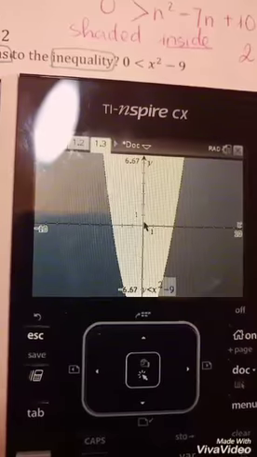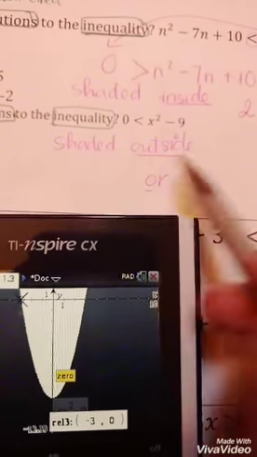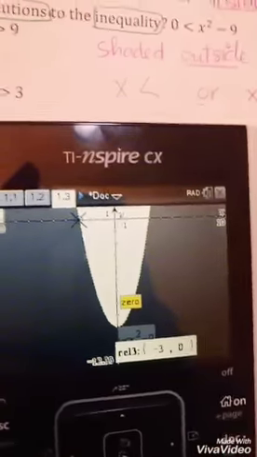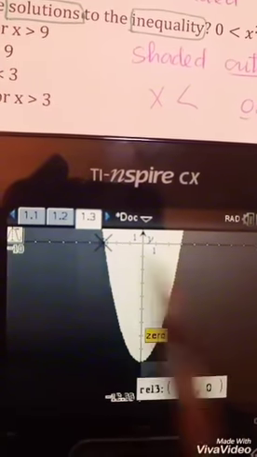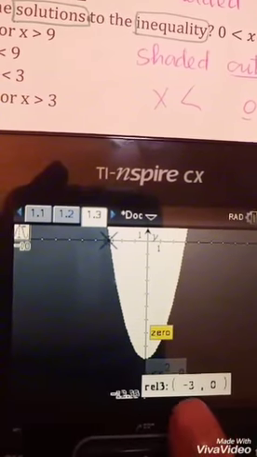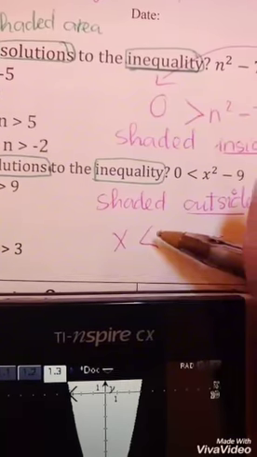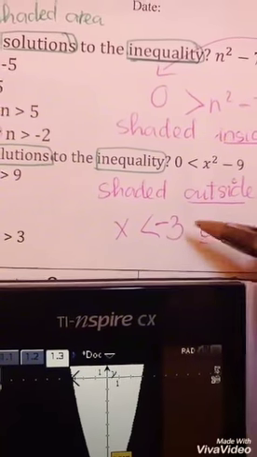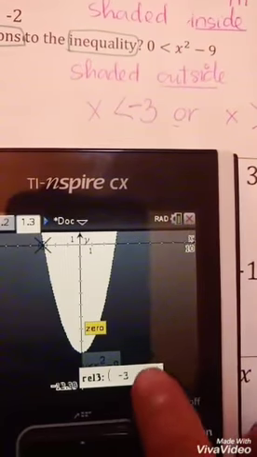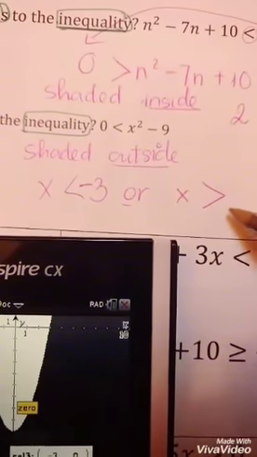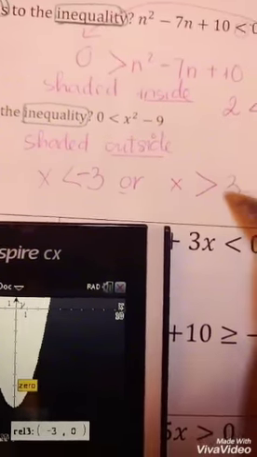This one, all the shaded area is outside the parabola. So we're going to write shaded outside. Shaded outside means our answer is going to have or. So x is going to be less than a number, or x is going to be greater than a number. Let's find those two numbers. Based on the graph, press magnify 1. I find the first zero on the left is negative 3, 0. So I'm taking the x value: x is less than negative 3, or, on the right side, positive 3, so x is greater than positive 3.